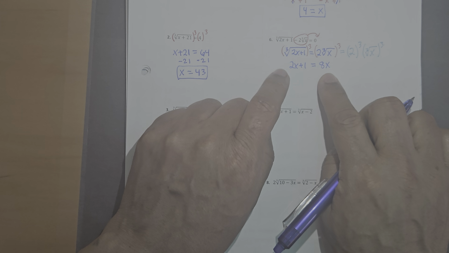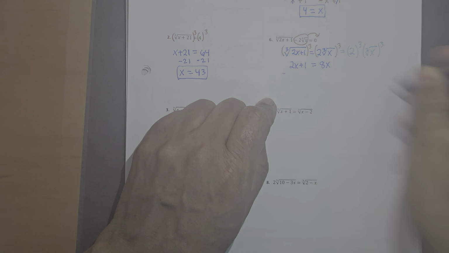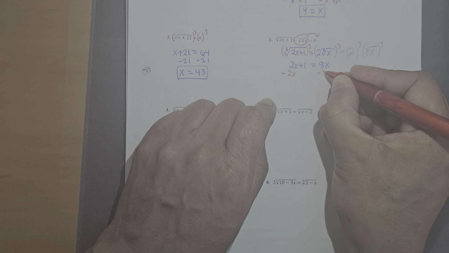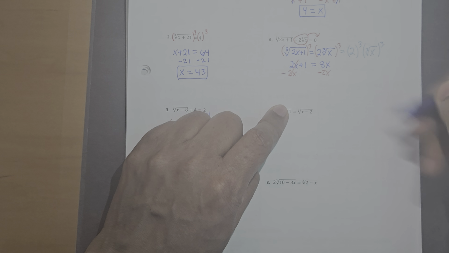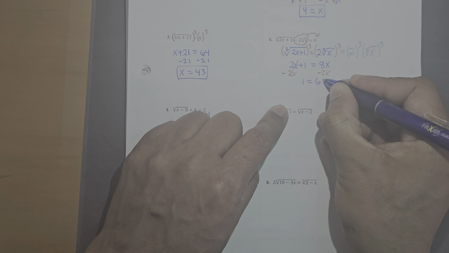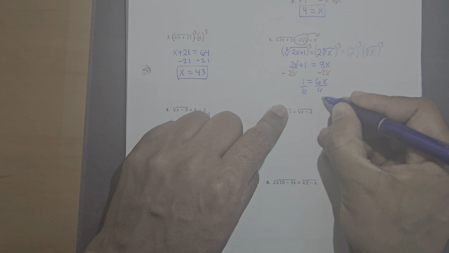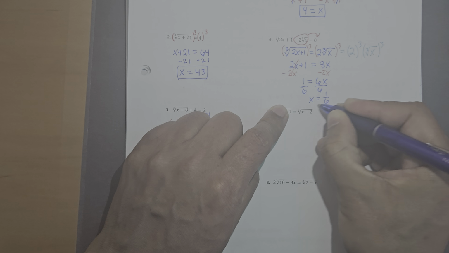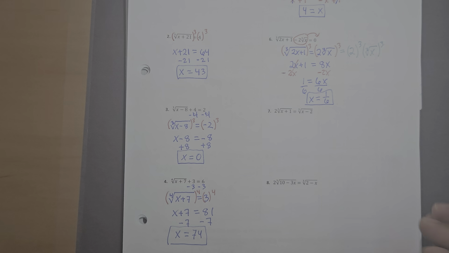Once we have no radicals, then you start solving. So I'm going to subtract the 2x from this side and also from 8x. Then the x's cancel here. On this side we have 1, and 1 equals 8x minus 2x, which is 6x. Then I'm going to divide by 6. So we find that the solution to this equation is x equals 1 over 6, or 1/6. And that's the solution to this equation.